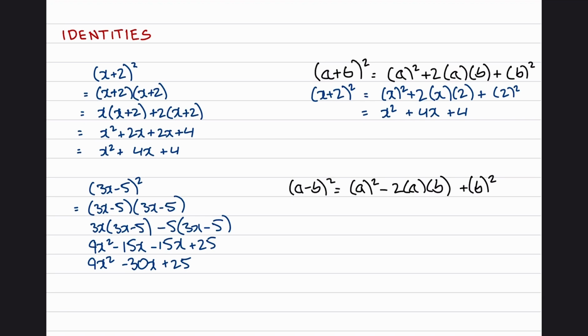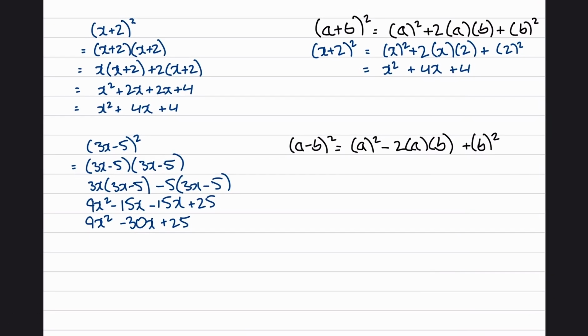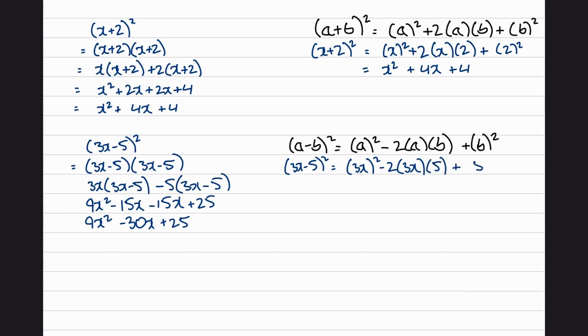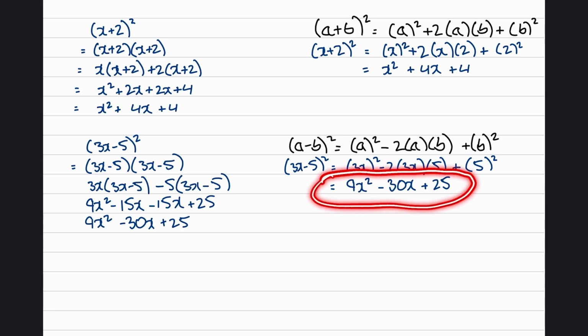Now let's see if it's still true for the negative bracket. 3x minus 5 whole squared equals 3x whole squared minus 2 times 3x times 5 plus 5 whole squared. So 3x whole squared will be 9x squared, minus 2 times 3 is 6 and 6 times 5 is 30, minus 30x plus 25. The expansion using the identities is the same as the expansion we did by multiplying the brackets.